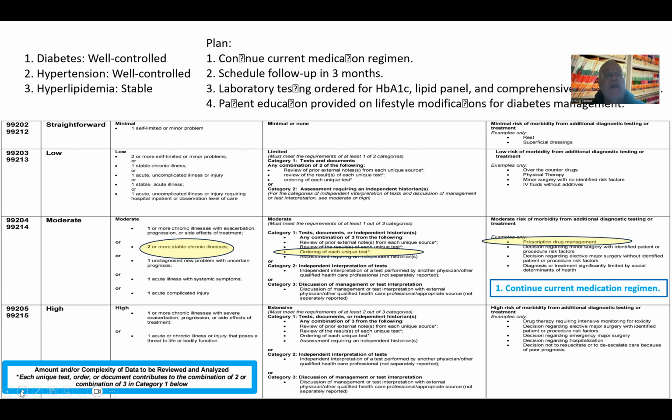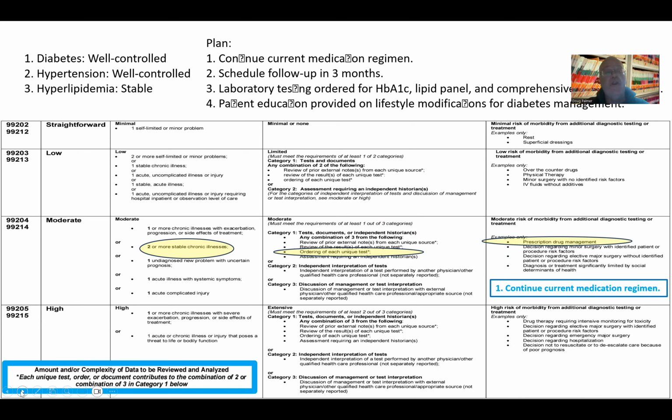Now we're moving to the next column, and we have ordering of each unique test. And remember, we had 3 tests ordered. If you look down in the left-hand corner, under the amount and complexity of data reviewed and analyzed, where it says ordering of unique test and the asterisk, each unique test, order, or document contributes to the combination of 2 or combination of 3 in category 1 below. So we are at moderate in the amount and complexity of data to be reviewed and analyzed.